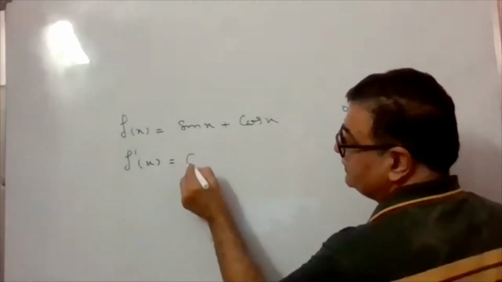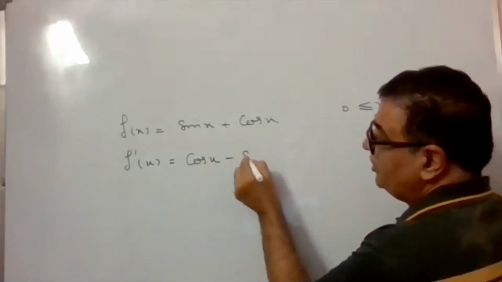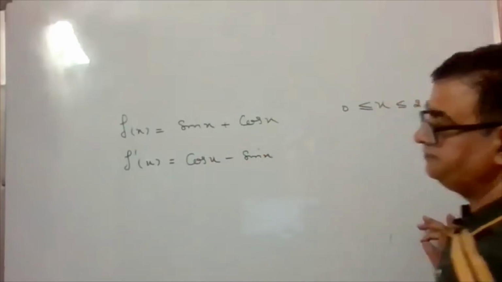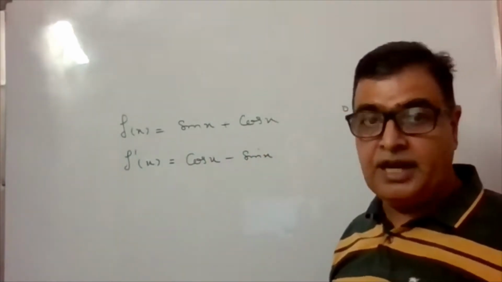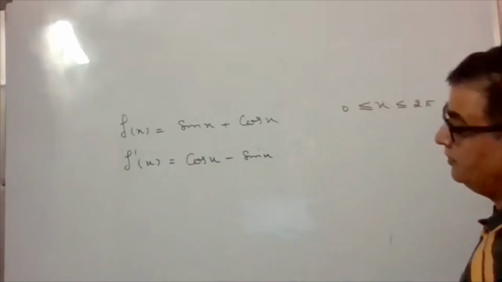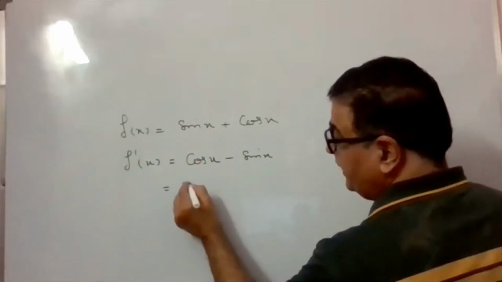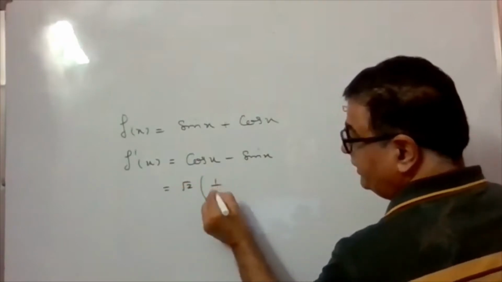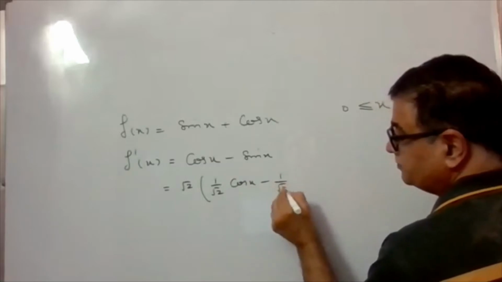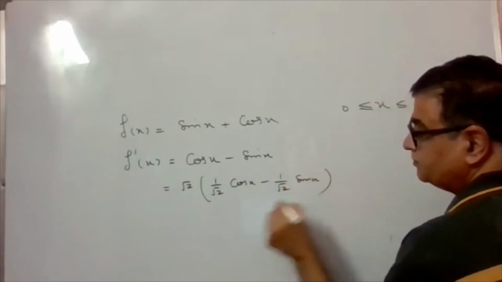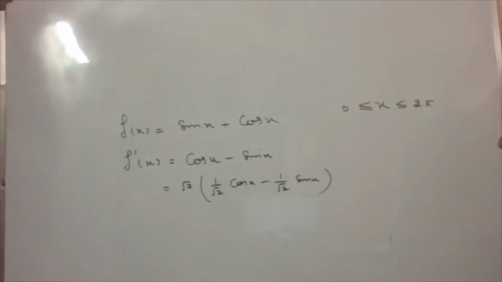So first we'll take the derivative, f dash x. Sin x derivative is simply cos x, minus of sine of x. And now we want this to be a single term. So for that, what we do here, I'll multiply it by root 2 and divide it by root 2. Root 2 multiply and root 2 divide.